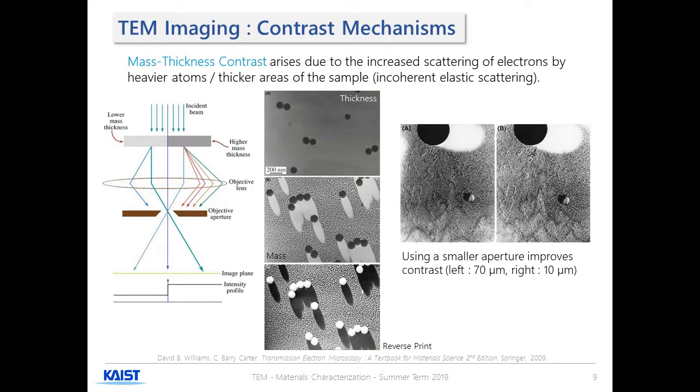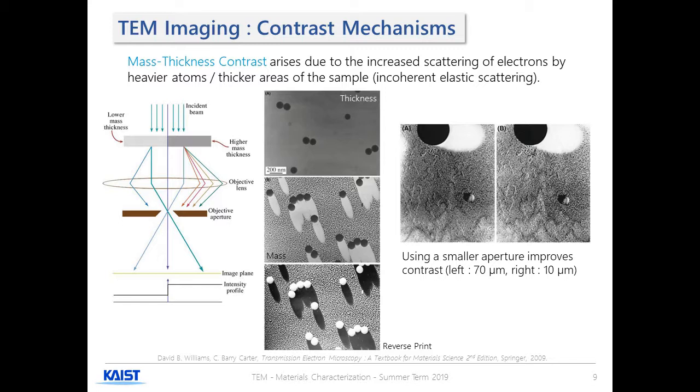Let's go back to the other operating mode, TEM imaging. A black and white image is made out of contrast. In TEM, several mechanisms contribute to this contrast, and we will review three of them. First, contrast can be generated by variations in mass and thickness of the sample. Heavier atoms and thicker areas will scatter the incoming electrons more, causing variations in intensity on the final image.